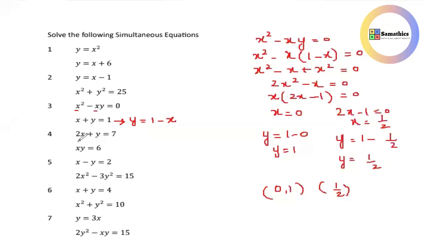In question number 4, it is 2x plus y is equal to 7, and here you have xy is equal to 6. So in this equation, you can make y the subject in both of the equations, and then you can equate both the values, right? So this can easily be done. Then in this, you have to make either x the subject or y the subject, and then you can substitute in this equation, and then you will be able to solve it, right?